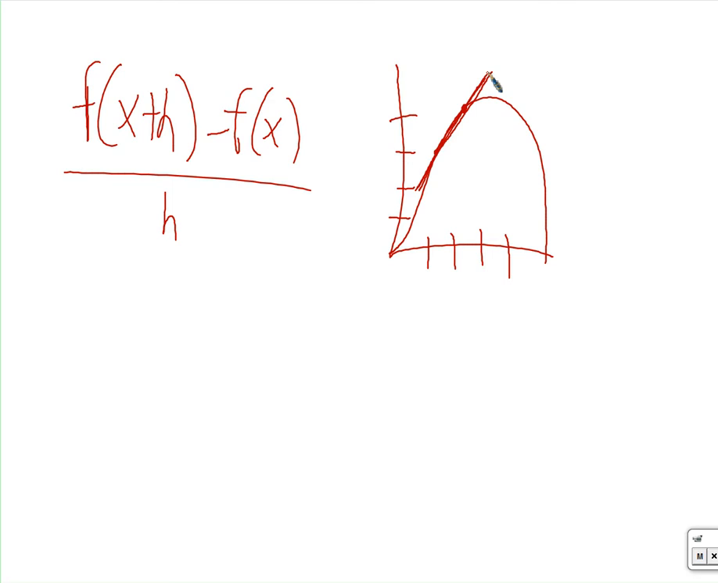So finding the slope would be y2 minus y1 over x2 minus x1. But what are the 2, 3 and the 4? Those are the points. We have to be kind of not specific. We're not going to develop this f of x plus h minus f of x over h thing by plugging in numbers. The numbers are going to stay as symbols.